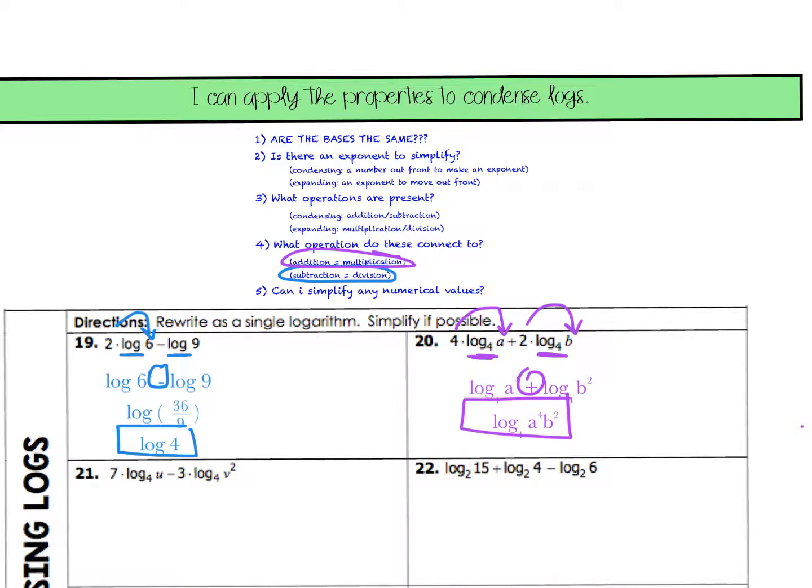All right, I'd like you to try 21 on your own. We're going to look at 22 together in just a second, but go ahead and pause the video and try number 21 on your own. All right, so for this one, hopefully you're able to get that condenses to log base 4 of u to the 7th over v to the 6th.